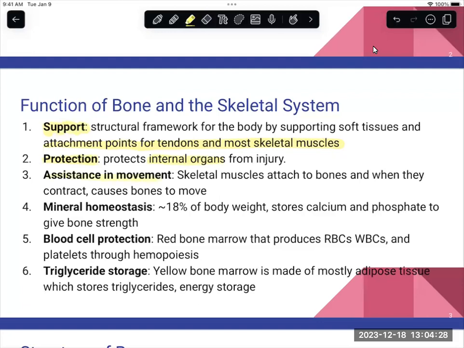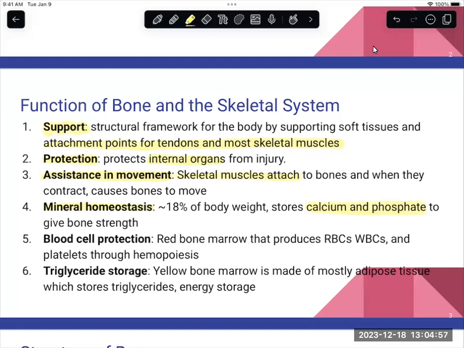Your bones are going to help you move. When a skeletal muscle contracts, it causes a bone to move. We maintain our calcium and our phosphate homeostasis with our bones. If we need more calcium, we pull it from our bones. If we have too much calcium, we start storing it in our bones.